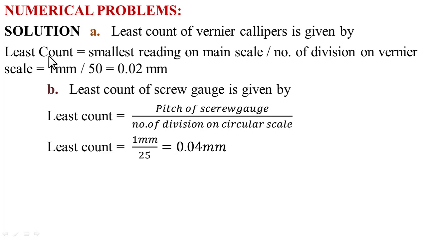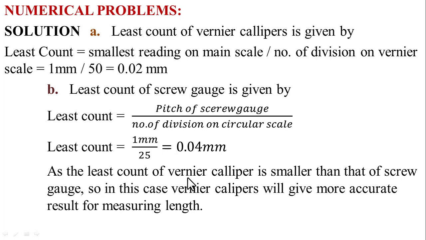Here we can find the solution. The least count of the vernier caliper according to the given data is 0.02 millimeter, and the least count of the screw gauge according to the given data is 0.04 millimeter.